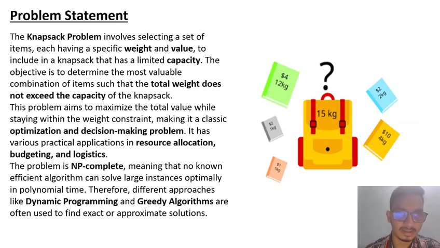Problem statement. The knapsack problem involves selecting a set of items, each having a specific weight and value, to include in a knapsack that has a limited capacity. The objective is to determine the most valuable combination of items such that the total weight does not exceed the capacity of the knapsack. The problem aims to maximize the total value while staying within the weight constraint, making it a classic optimization and decision-making problem.